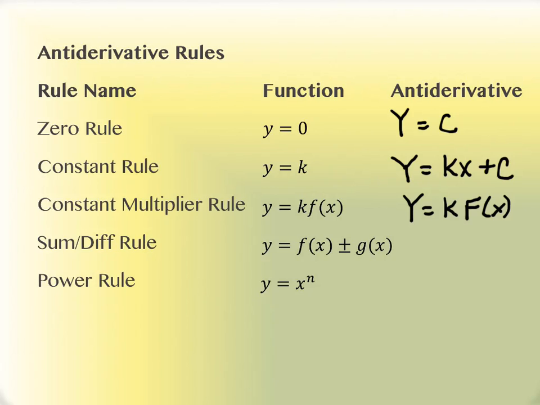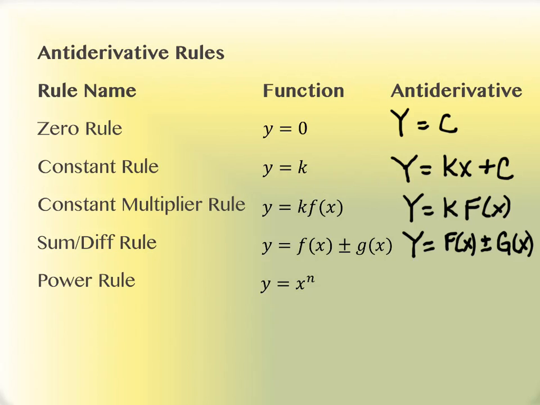And lovely enough, what do you think is going to happen on the next one? Yeah, you do the antiderivative of each piece as well. So we're going to do capital F of x, we'll do that same plus or minus that is already there, and then capital G of x. So when we have addition or subtraction for derivatives or antiderivatives, the same process applies. You just do it piece by piece.